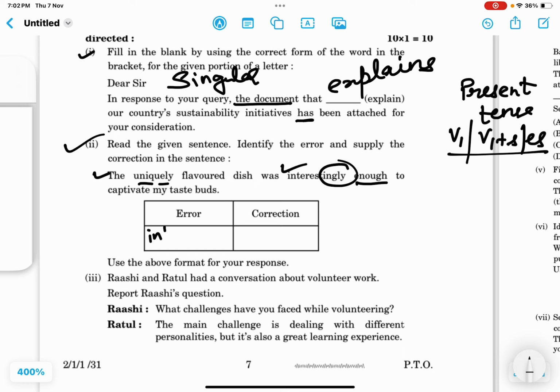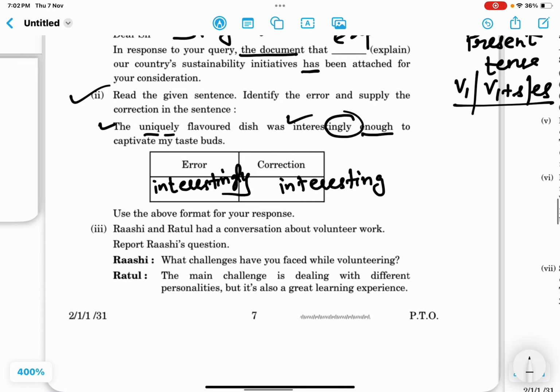So the error is, you can draw such kind of box in your answer sheet and you are to write down the error, and then the correction would be interesting. Both the things are to be mentioned, otherwise you will get no marks or maybe half marks.